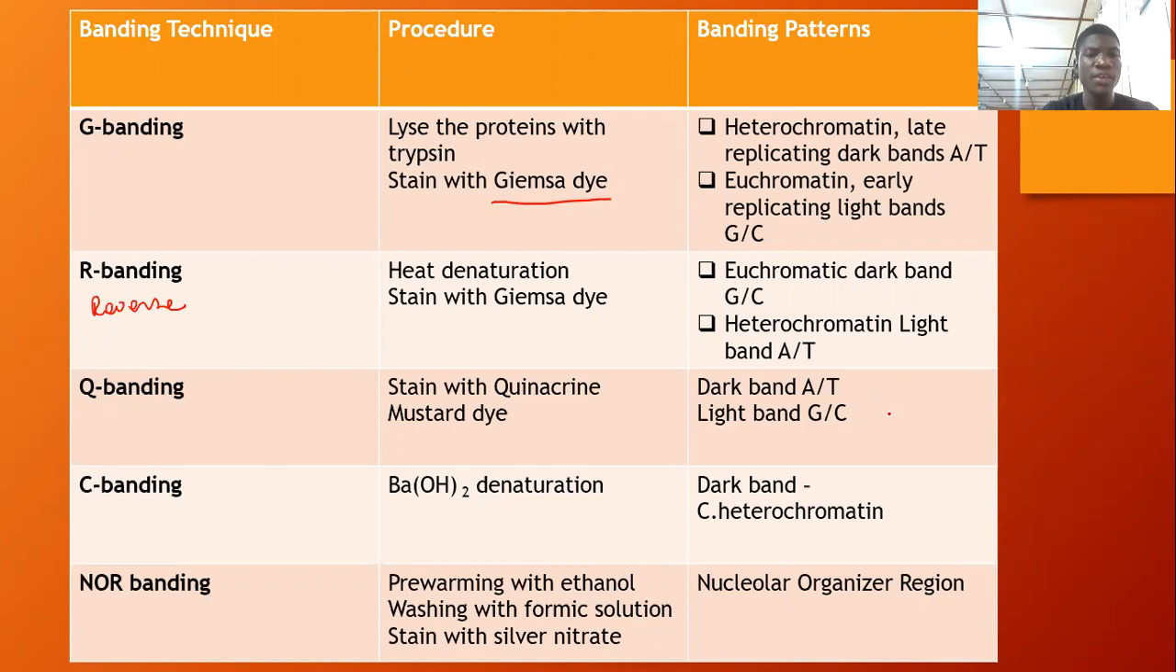Good. And then we have the NOR banding. In NOR banding, you do pre-warming with ethanol, and then you wash with formic solution, which can be formaldehyde, and then you stain with silver nitrate. After that, the regions that you will see are your NOR, which is your nucleolar organizer region. So this banding is specifically used to look for your nucleolar organizer regions. And this can only be found in acrocentric chromosomes, okay? If you've watched the video on the karyotype, you realize that groups D and G are acrocentric. They contain the nucleolar organizer regions. I've been confusing you, sorry.